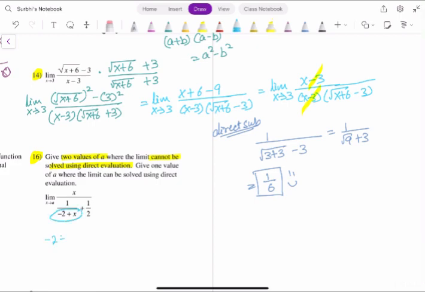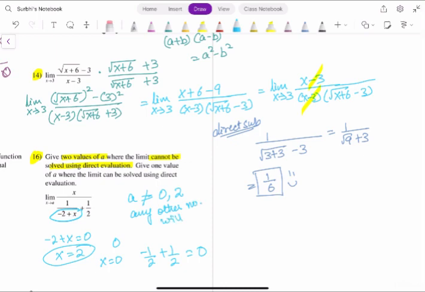For number 16, we can put the denominator equal to 0. So that will give you x is equal to 2. That is my restriction. And the other restriction will be a equal to 0. Why 0? Because when x is 0, we will get the fraction 1 over negative 2 plus 1 over 2. That is nothing but 0, right? So these are my restrictions. So a cannot be equal to 0 or 2. It can be any other number and the answer will be done.